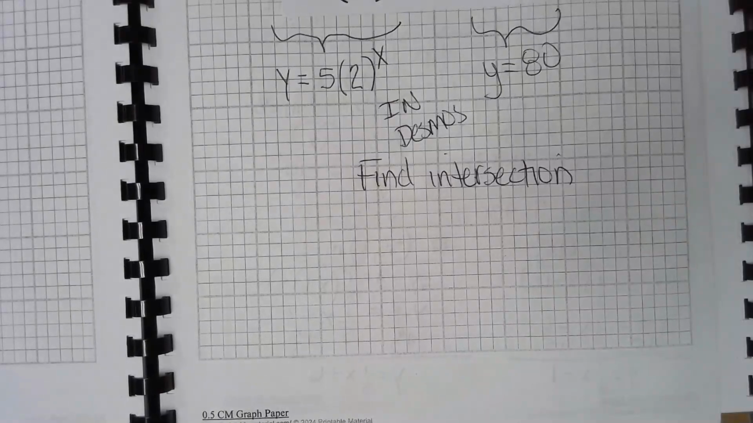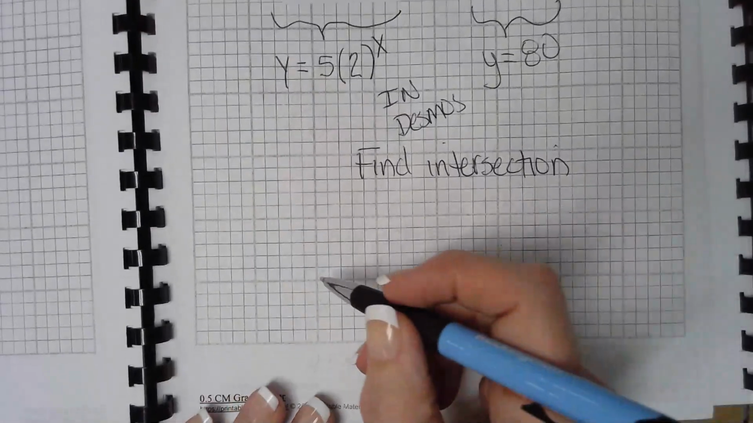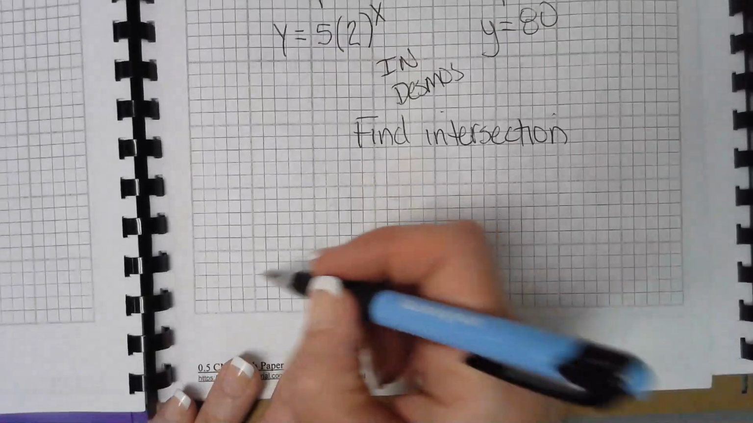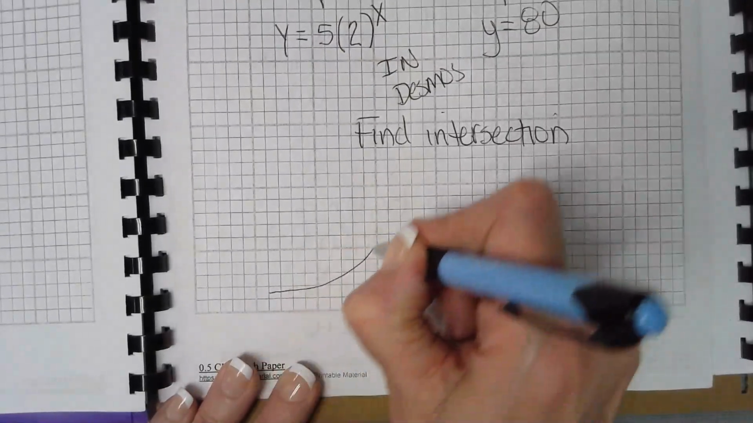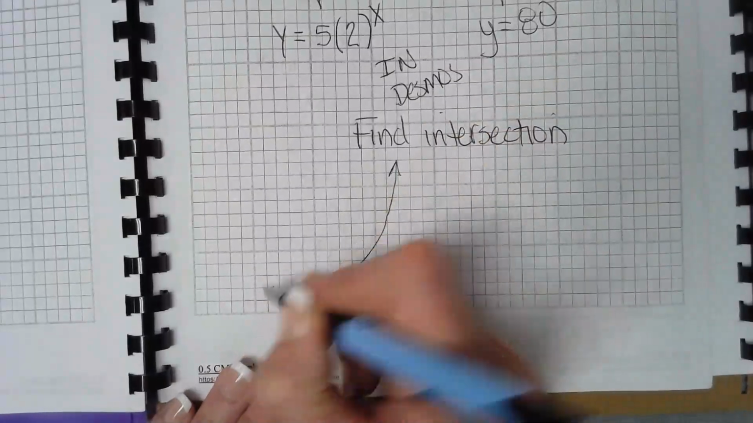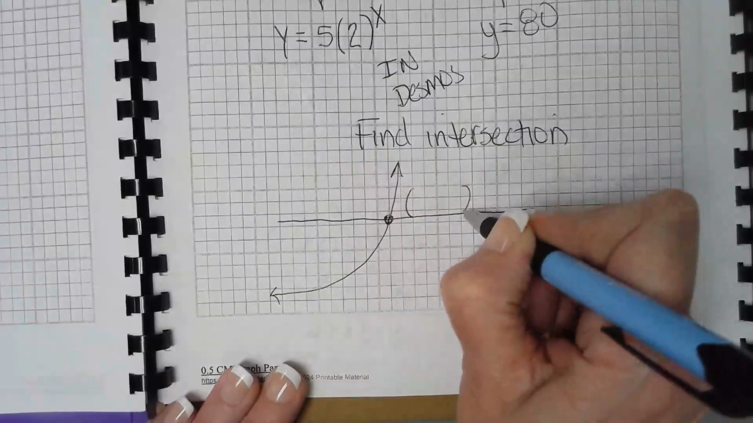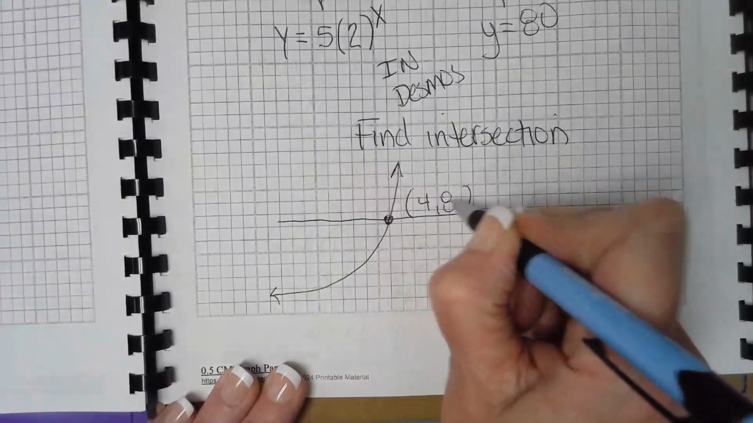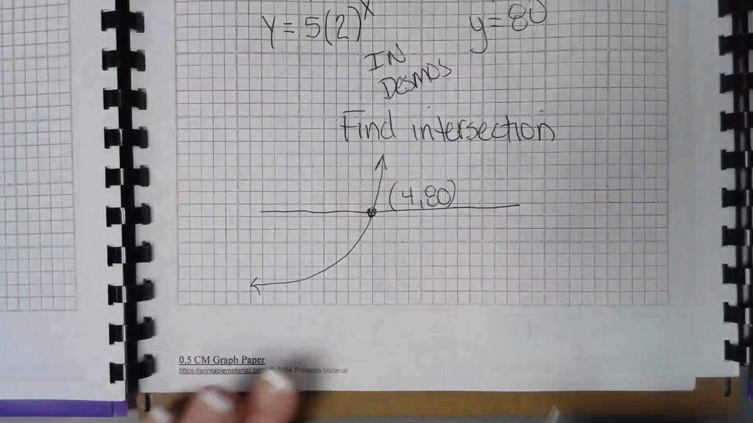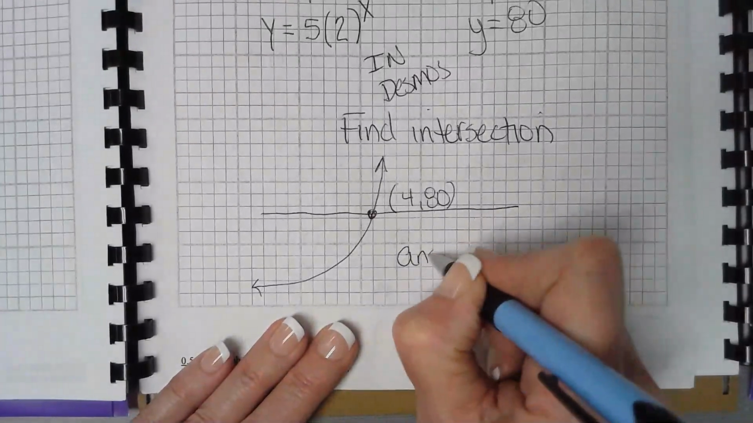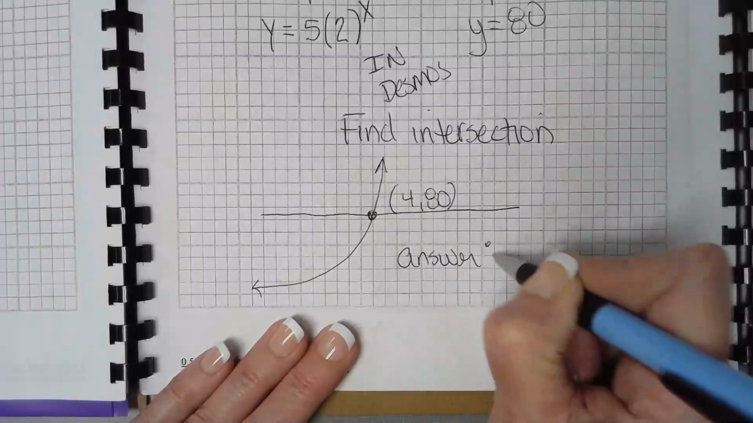Okay, so y'all, let's just sketch it so you'll have it in your notes. One of your curves looks like that, and then the other one looks like that, and you're finding the intersection. So your answer is the x part. So the answer to this is 4.